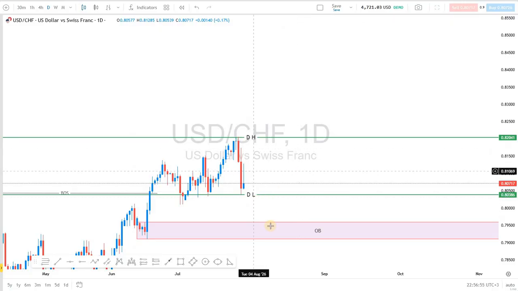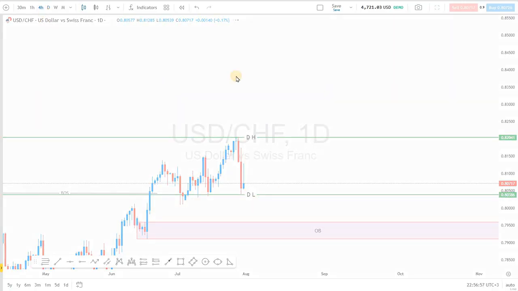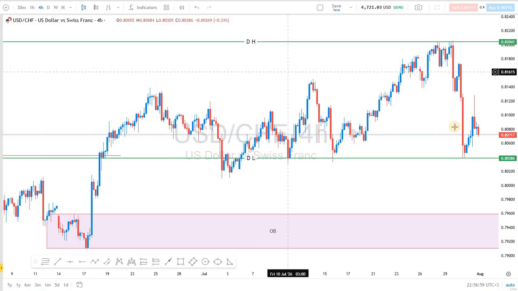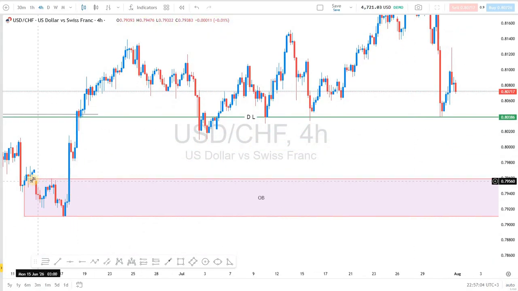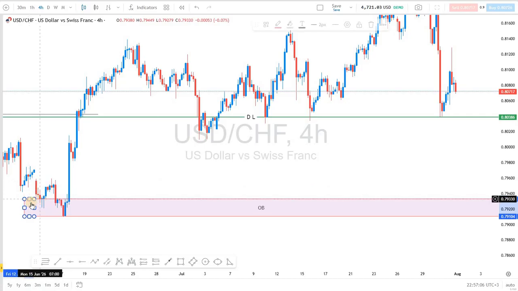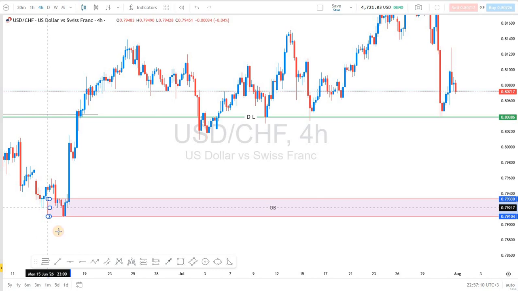After marking our daily high and daily low, now you move into the 4 hour time frame and then reset the chart so you can see the market clearly. We have a fair value gap here. Let me just make this a little bit smaller. So we have a fair value gap here.